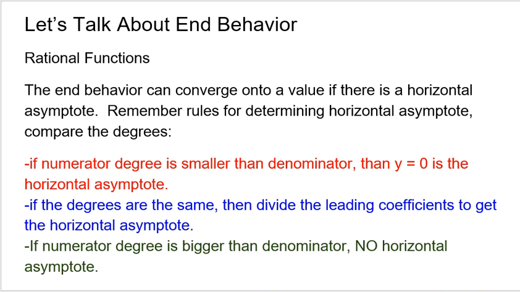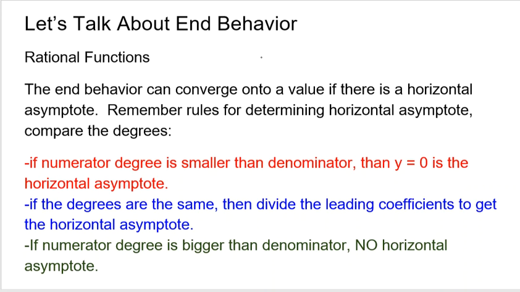All right, let's talk about rational functions. Remember, rational functions are defined as a function that has a numerator with an x in it and a denominator with an x in it, right? So remember here, the end behavior can converge onto a value if there's a horizontal asymptote. We've actually talked about horizontal asymptotes a while ago, but if there's a horizontal asymptote, as you go way to the right or way to the left, your limit really does go to, you are bounded to that horizontal asymptote.